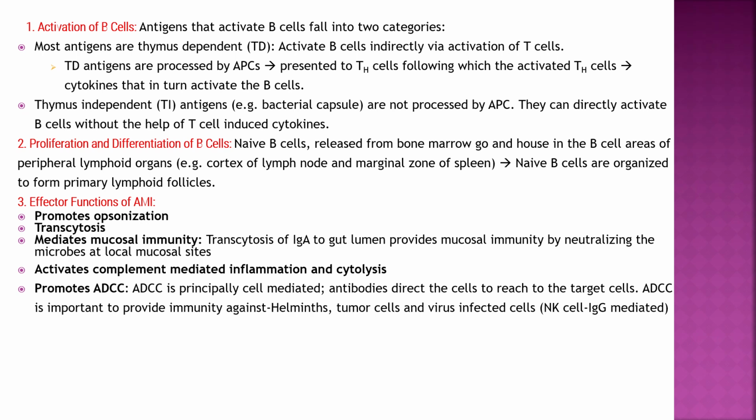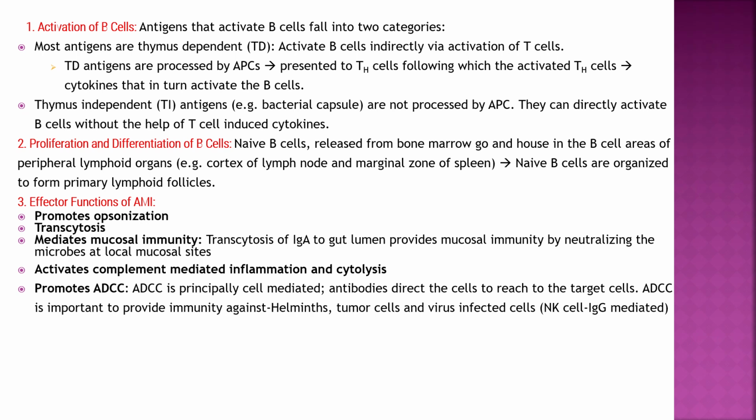The TD antigens are processed by APC and presented to T helper cells, following which the activated T helper cells produce cytokines, which in turn activate B cells. Thymus independent TI antigens, for example bacterial capsule, are not processed by APC. They can directly activate B cells without the help of T cell induced cytokines.